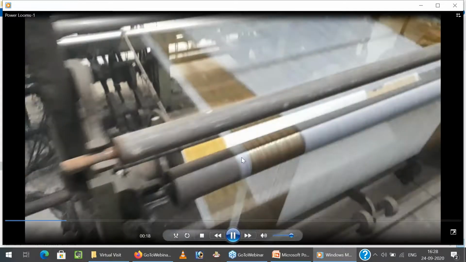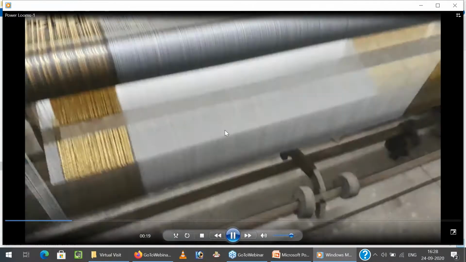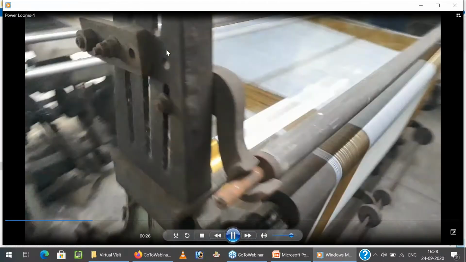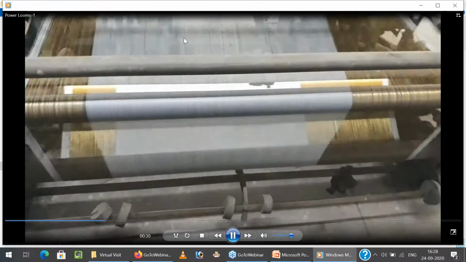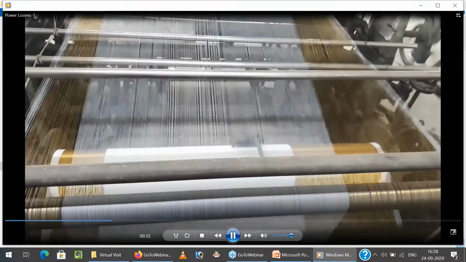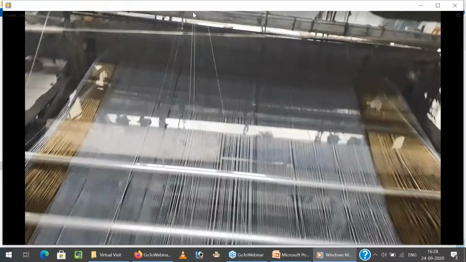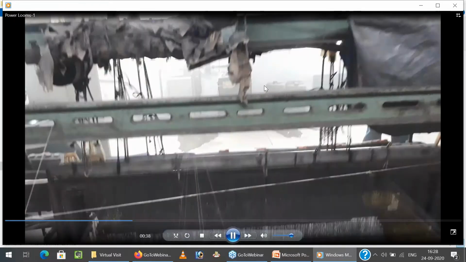These are called heald frames, and this is called the reed. It is working. At the back side there are the yarns. Now it is working effectively, weaving. These are called heald shafts, which make the path for the weft.